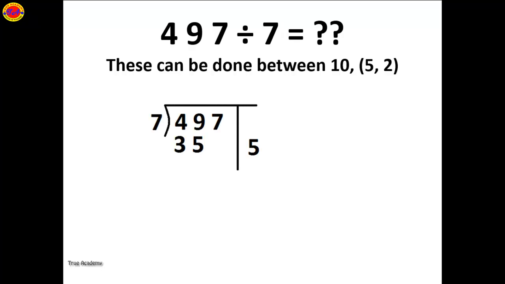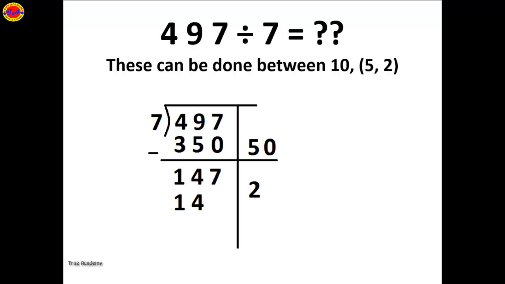This can be done only between 10, that is 5 or 2. So first, 7 fives are 35, and add 0 to both of them. So 7 into 50 we get 350. 497 minus 350 will give you 147.